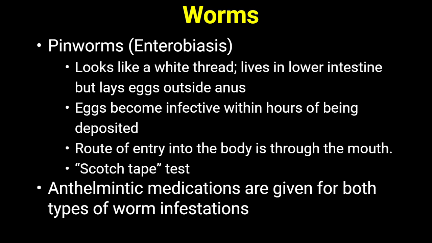Because reinfection spreads easily, all household members are usually treated at the same time, and a second dose is commonly given 2 weeks later to kill any newly hatched worms. Parents should also be taught to wash hands frequently, keep fingernails short, discourage nail biting and scratching, wash bedding and clothing in hot water, and clean household surfaces to reduce reinfection. For NCLEX, remember the key points: nocturnal perianal itching, Scotch tape test for diagnosis, oral ingestion of eggs spreads the infection, treat the child and household members while reinforcing good hand hygiene to prevent reinfection.